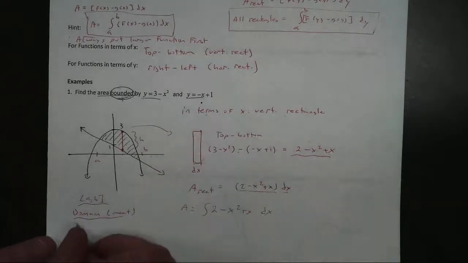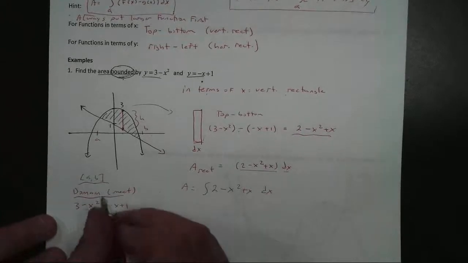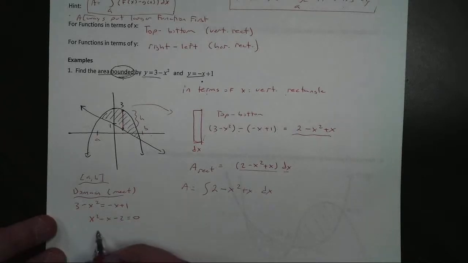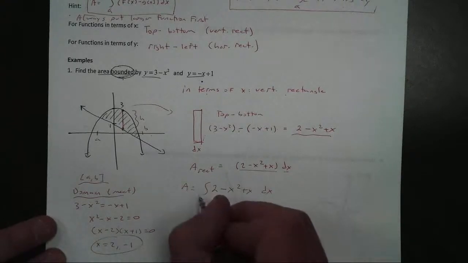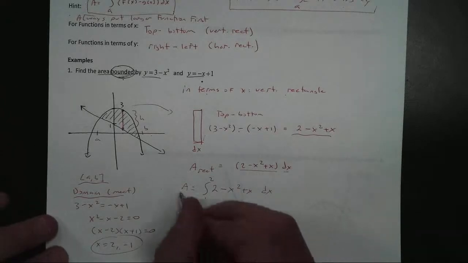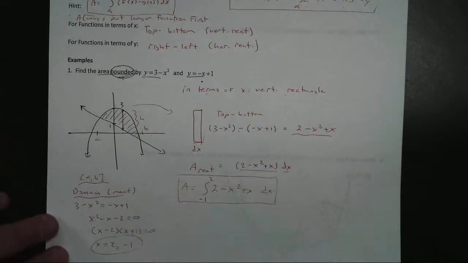So to do that, I'm going to take my 3 minus x squared equal to negative x plus 1. I'm going to bring the x squared over, so I get x squared minus x minus 2, set that equal to 0, and I can factor it. x minus 2, x plus 1 equals 0, so I get 2 and negative 1. There's my domain. Smaller number goes on bottom, negative 1 to 2. And this will give me the area of my function.